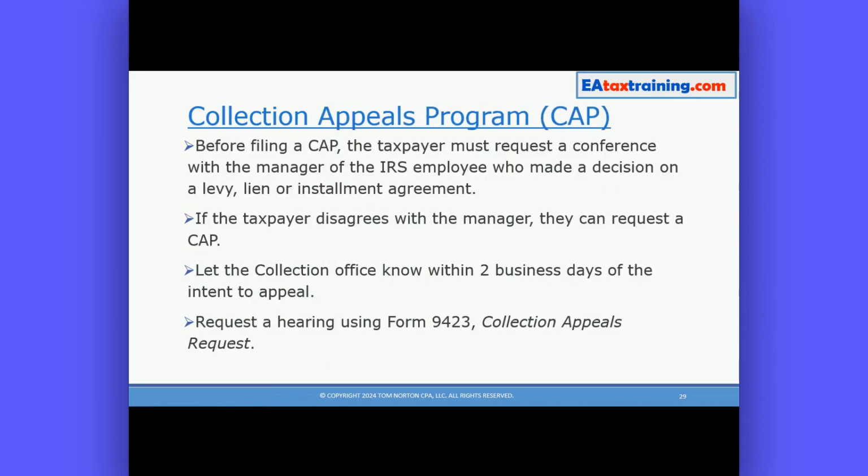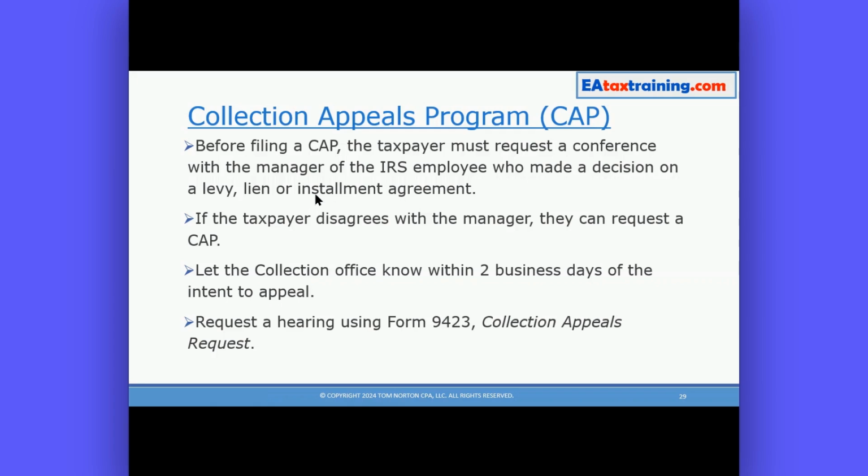Next is the collection appeals program. Before you can file for this collection appeals program, the taxpayer has to request a conference with the manager of the IRS employee who made the decision to levy or to file the lien or about the installment agreement. So you can't just deal with the first person you talk to. Before you can go to this collection appeals program, you have to say, hey, I want to meet with your manager, and then meet with that manager.